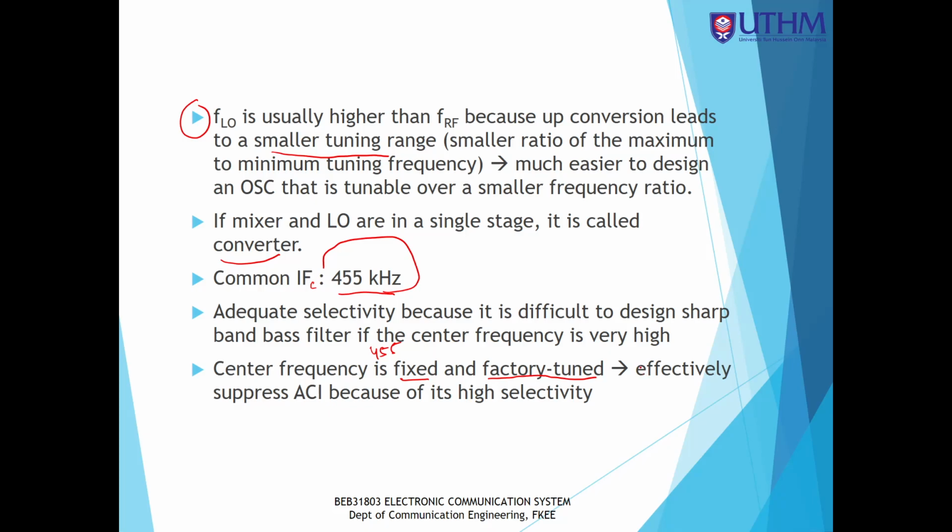If we generalize this center frequency to be equal for all components, we can effectively suppress the adjacent channel interference. We can effectively stop the next channel, the adjacent channel, from becoming interference to our signal. So these are the reasons why the number 455 is selected as the standard for the center of IF.